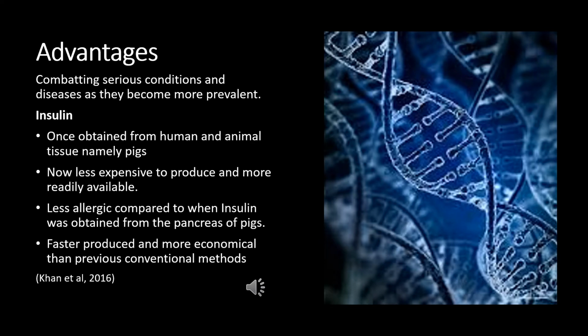Another advantage is that recombinant proteins play a vital role in combating serious conditions and diseases as they become more prevalent. Insulin, for example, which was once obtained from human and animal tissue, can now be engineered in such a way that it is less expensive to produce and is more readily available. The added benefit is that it has eradicated the possibility of allergic reactions that were once experienced when insulin was obtained from the pancreas of pigs. Insulin is now produced faster and more economically than with previous, more conventional methods.